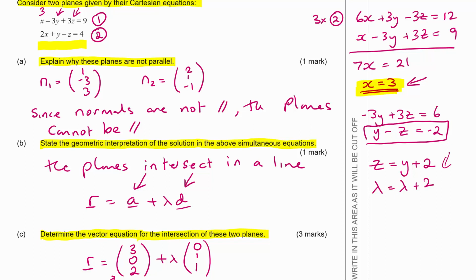Of course, I shouldn't have said λ equals λ + 2. I would have let y be equal to λ, which is what I've done, and then z would be equal to λ + 2. So that looks like the line of intersection of those two planes.